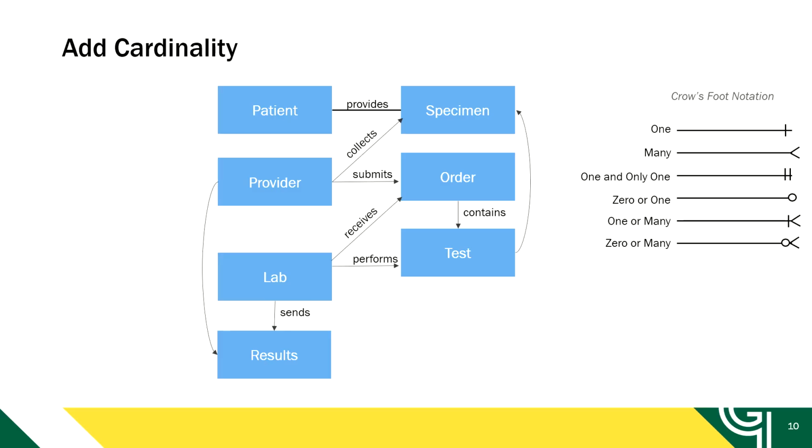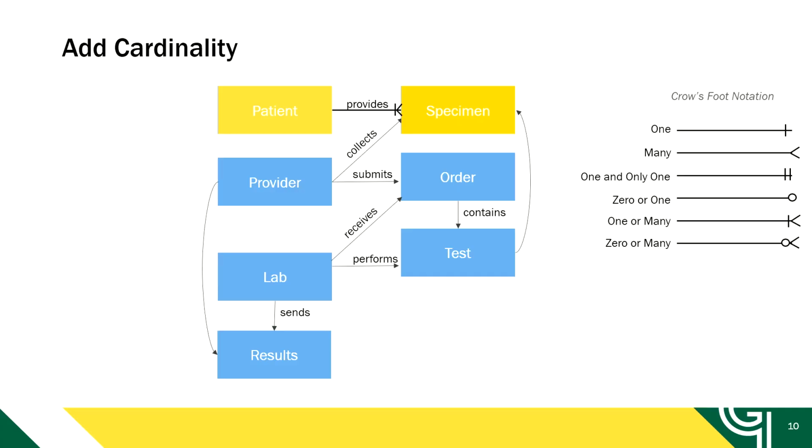Now we'll look further at each relationship to define cardinalities. Let's look at the relationship between patient and specimen, for example. When ordering a lab, a patient can provide one or many specimens. For instance, a patient may provide both a nasal swab and a blood specimen for a COVID respiratory panel. So we'll mark the relationship from patient to specimen as one-to-many using crow's foot notation.